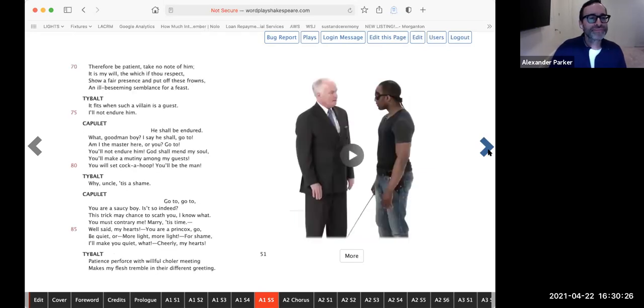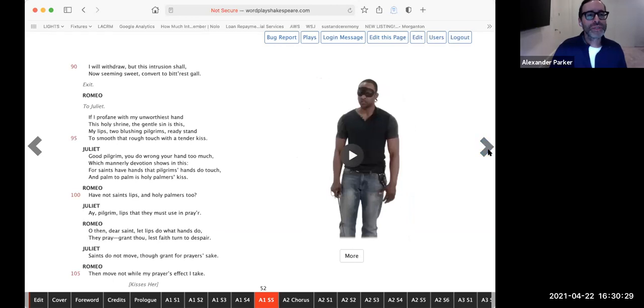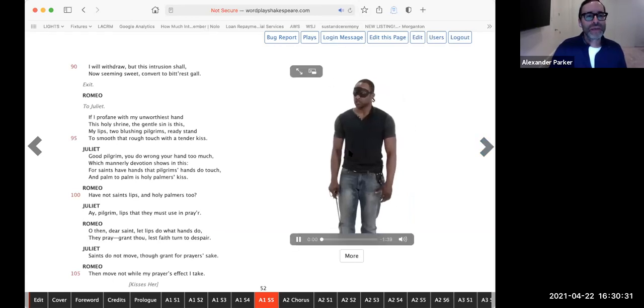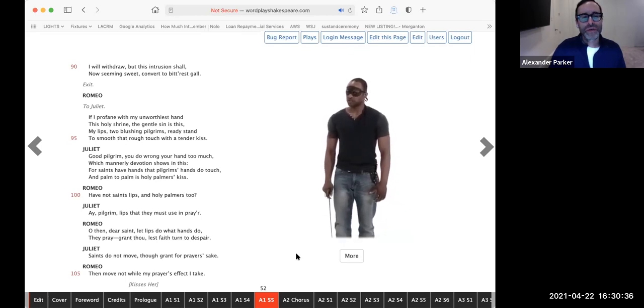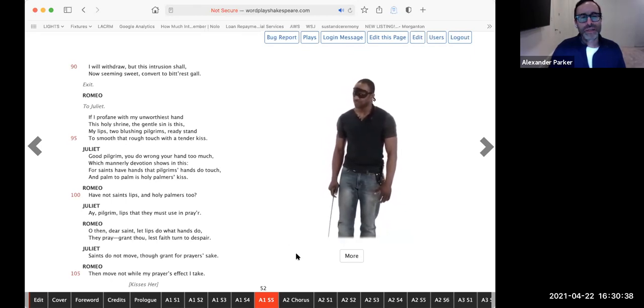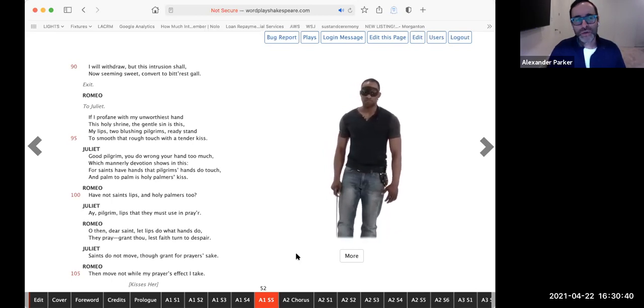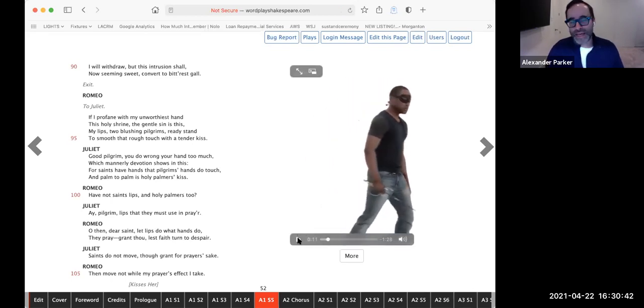So if we go a few pages forward and we go here: "I will withdraw, but this intrusion shall, now seeming sweet, convert to bitterest gall." Now, those are the two lines that come just before the part which we just watched on that show. This is Tybalt fuming that young Romeo has come to a Capulet ball and he thinks he's there to mock them. He, of course, isn't. He's spotted Juliet and has fallen head over heels in love.